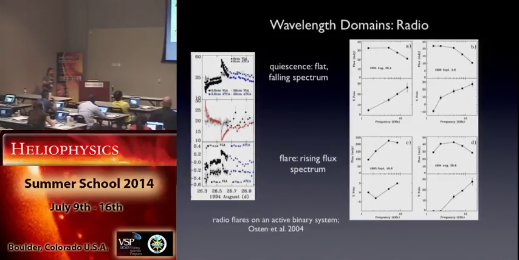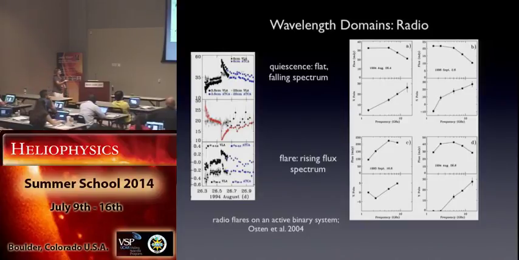Okay. If you look at the radio spectrum, outside of the flare, the radio spectrum is flat and falling, and during the flare, the spectrum is rising with increasing frequency. This is an example of a radio flare on an active binary system where you can see the sudden increase here in time. The scale here is days. So this is within a matter of 10, 15 minutes, the flare initiated. And this is the circular polarization with time of this flare.